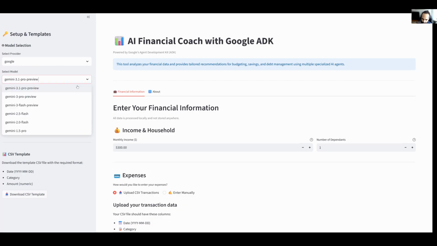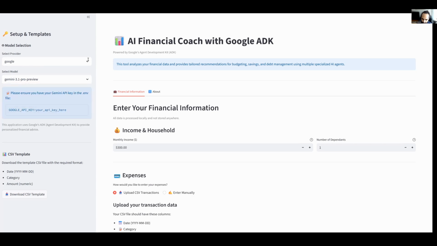We can choose the model. So here I put Gemini models with the Google provider selection. But if you select Anthropic, for example, you will have other models like models from the Claude family. In this case, I'm going to use the Google model, the 3.1 Pro preview, for all the agents. Of course, you need to provide the API key.